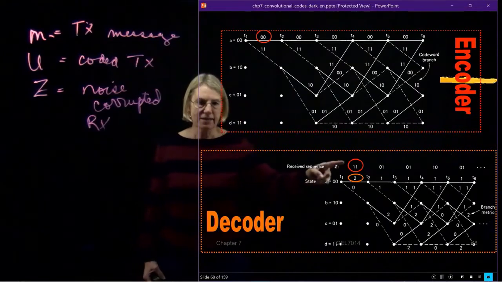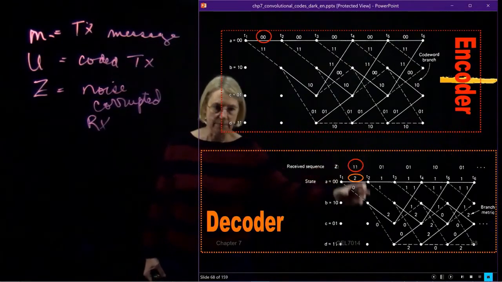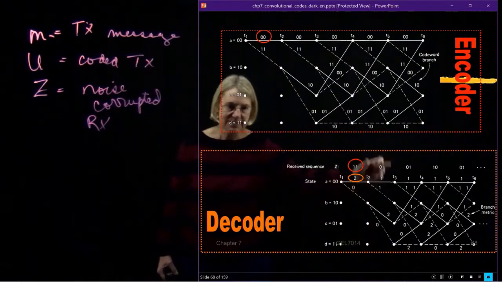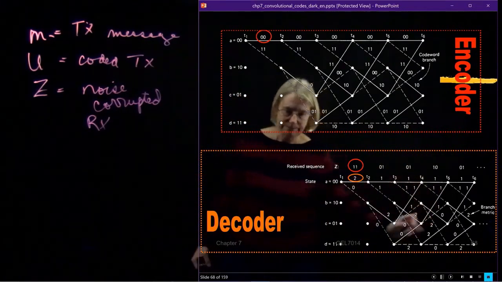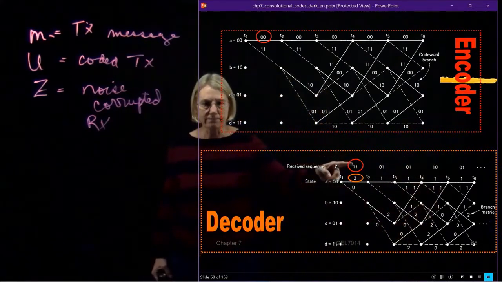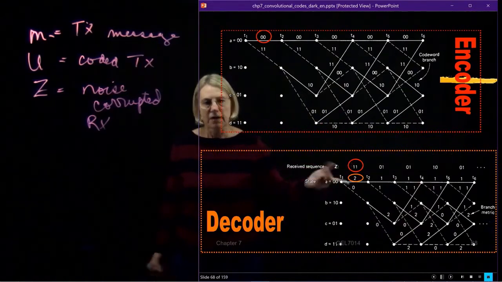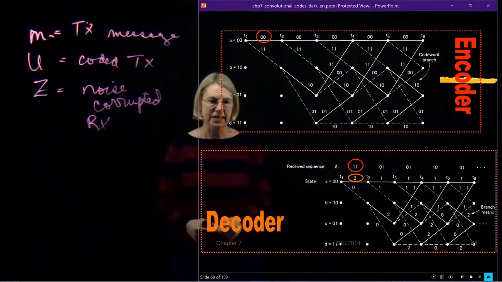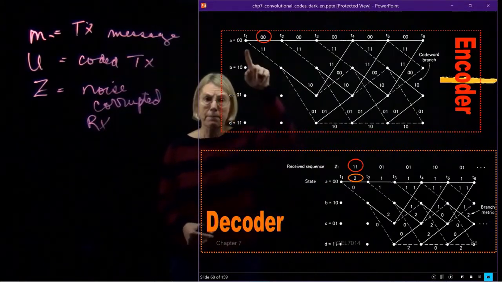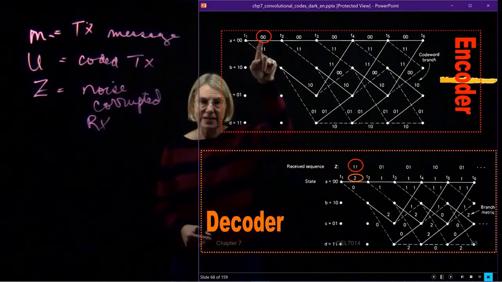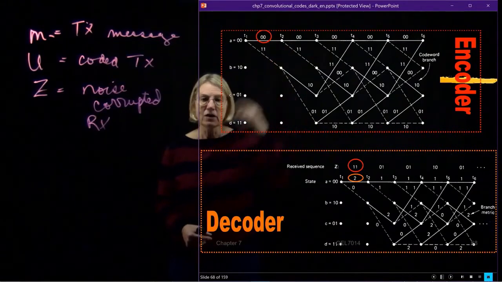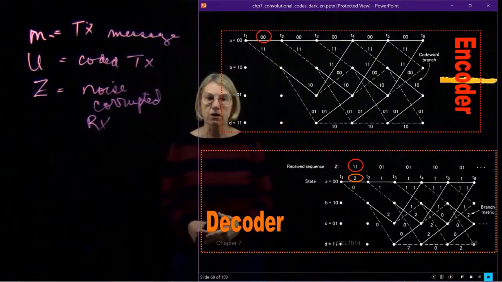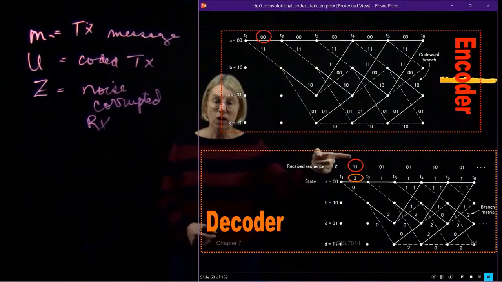Let's say that what I receive in some time interval, and remember one of these tiles here is a time interval, is a 1-1, and I'm assuming that I start at state A, because I know that all transmissions start from state A. I look up at my encoder, and I say, well, the transition from A to A should put out a code word of 0, 0. What I received was 1, 1.